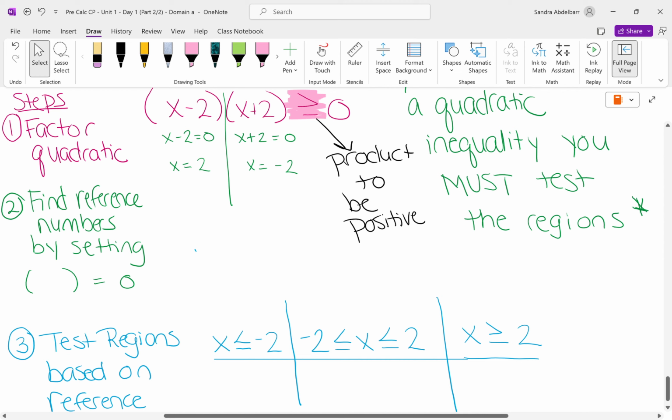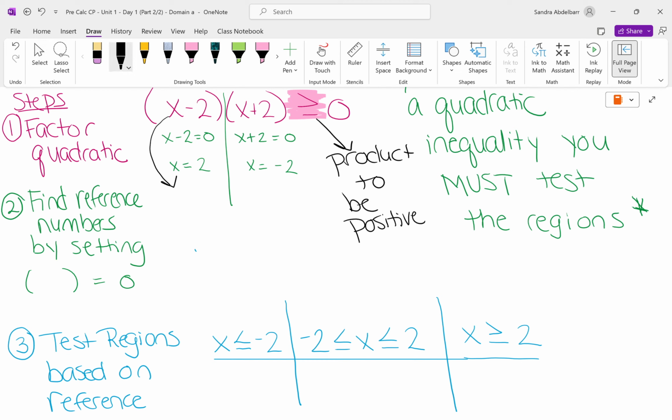All right, so the first part tells us to test a number that's less than -2. Give me a number that's smaller than -2. -1's bigger than -2. -3, perfect. So now we're going to test -3. The way I test -3 is I plug into my parenthesis, -3 minus 2. What's -3 minus 2? Isn't that a -5? So it's negative. All I care about is positive or negative. Then I'm going to put -3 in this next one. -3 plus 2. What's -3 plus 2? Negative.